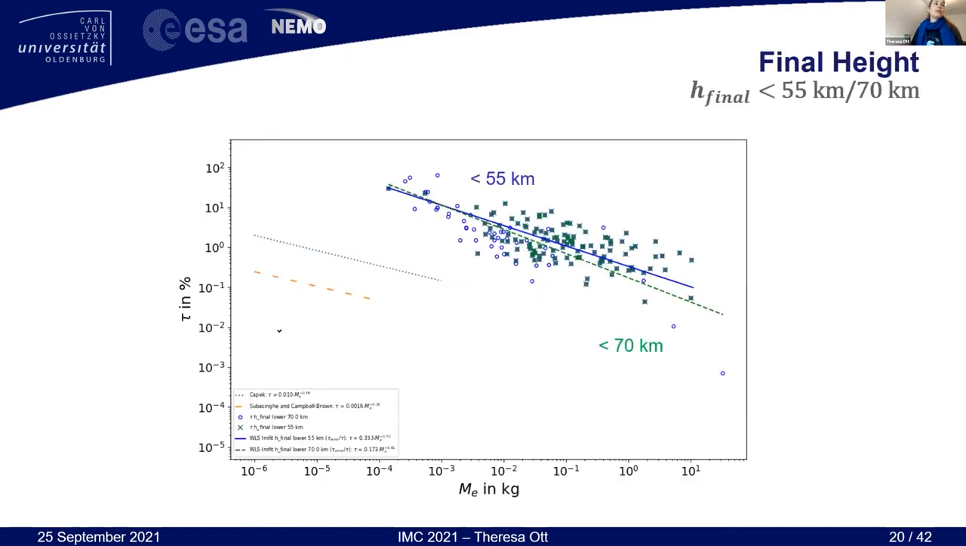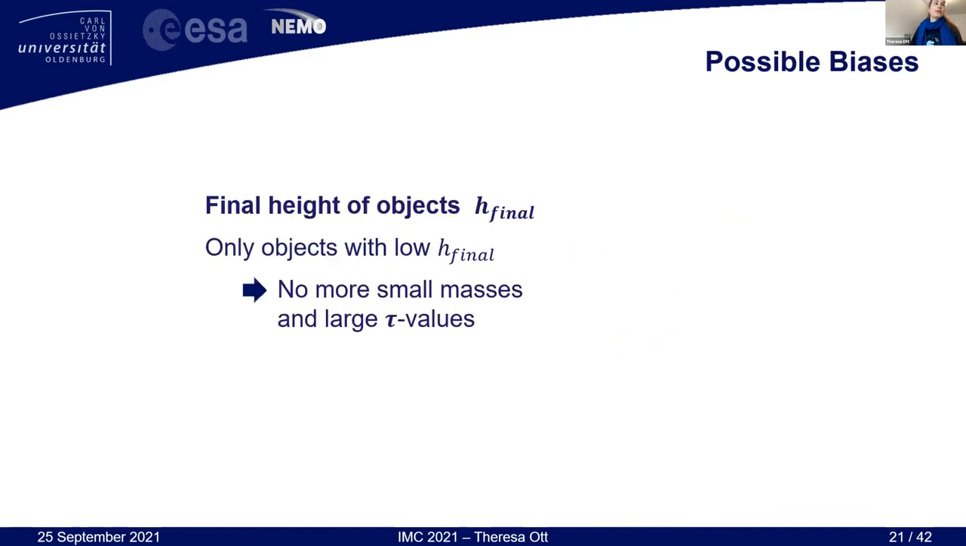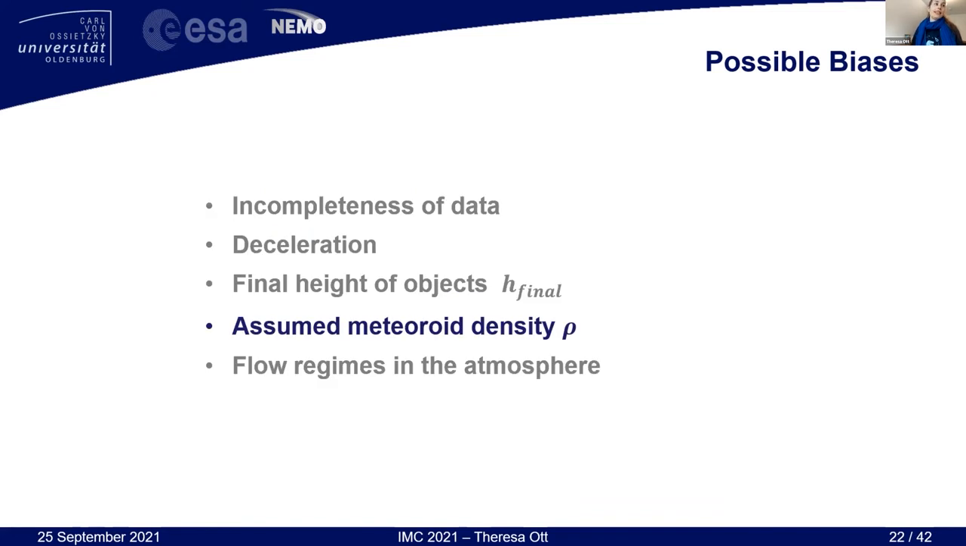We also looked at the height of the fireballs. Of course, it's also connected: if the meteoroid is able to penetrate deeper into the atmosphere, it can be recorded more easily. It's recorded for longer as well. So we have looked at data points with final heights lower than 55 or 70 kilometers. We find that we also lose all these really large, small masses and these unrealistic tau values.